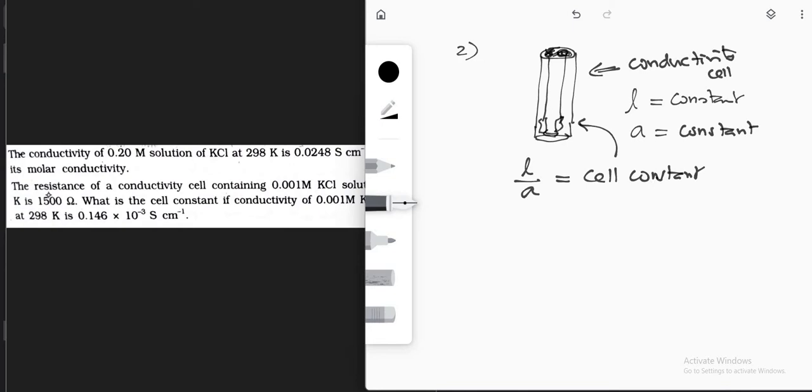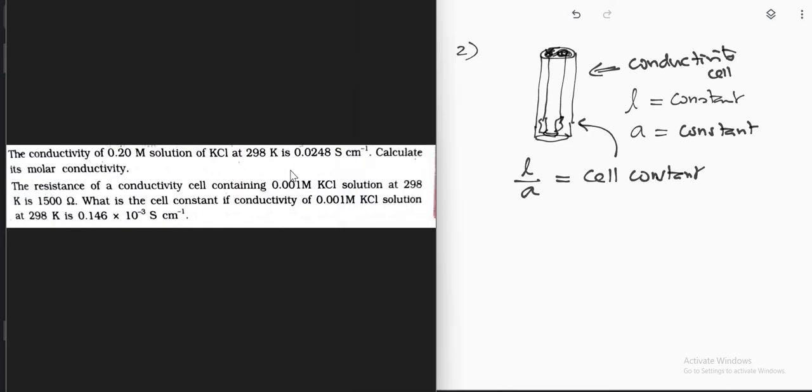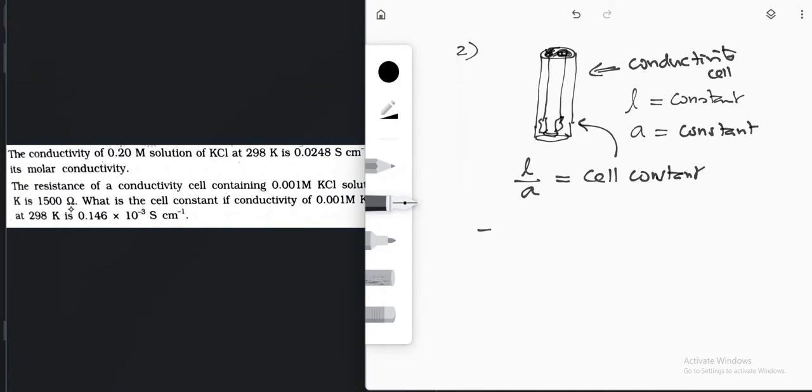Now just go through the question once again. The resistance of a conductivity cell containing 0.001 molarity KCl solution at 298 Kelvin is 1500 ohms. See what is given in the problem.